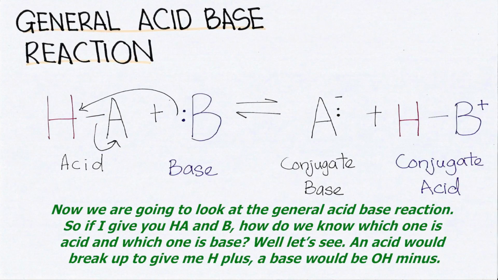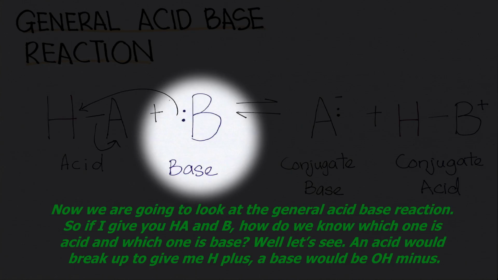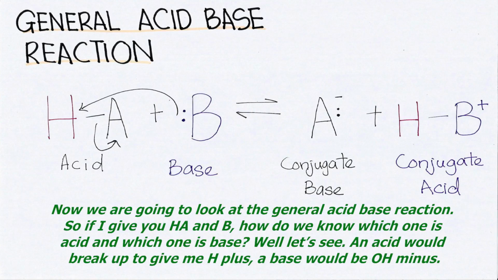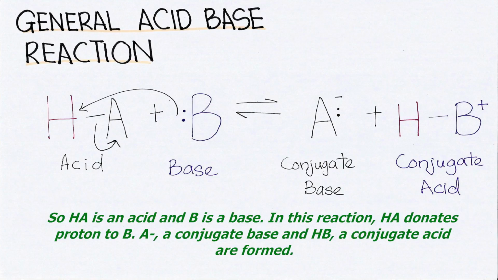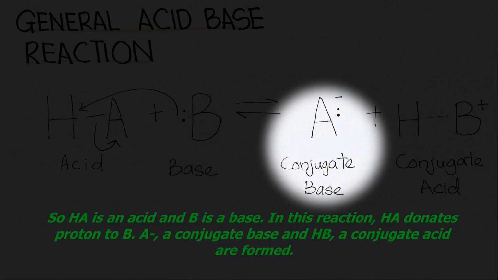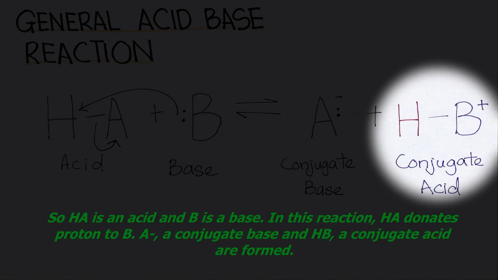Now we are going to look at a general acid-base reaction. If I give you HA and B, how do we know which one is the acid and which one is the base? Well, let's see. An acid would break up to give me H plus, a base would be OH minus. So HA is an acid and B is a base. In this reaction, HA donates a proton to B. A negative, a conjugate base, and HB, a conjugate acid, are formed.